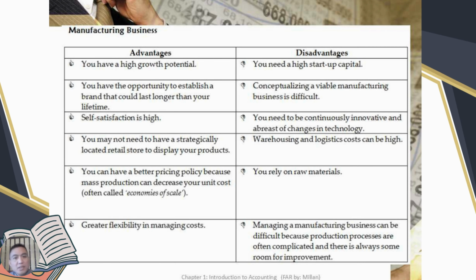Disadvantages, you need a high startup capital. Conceptualizing a viable manufacturing business is difficult. You need to be continuously innovative and abreast of changes in technology. Warehousing and logistics costs can be high. You rely on raw materials. Managing a manufacturing business can be difficult because production processes are often complicated and there is always some room for improvement. So those are the different concerns for the different types of business activities.